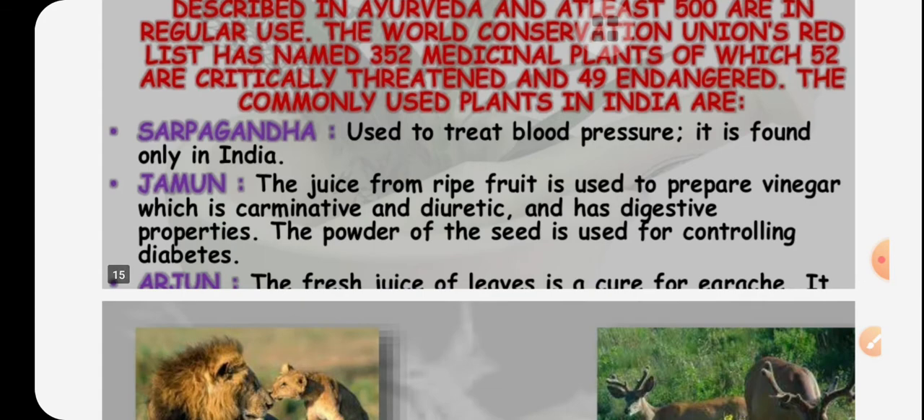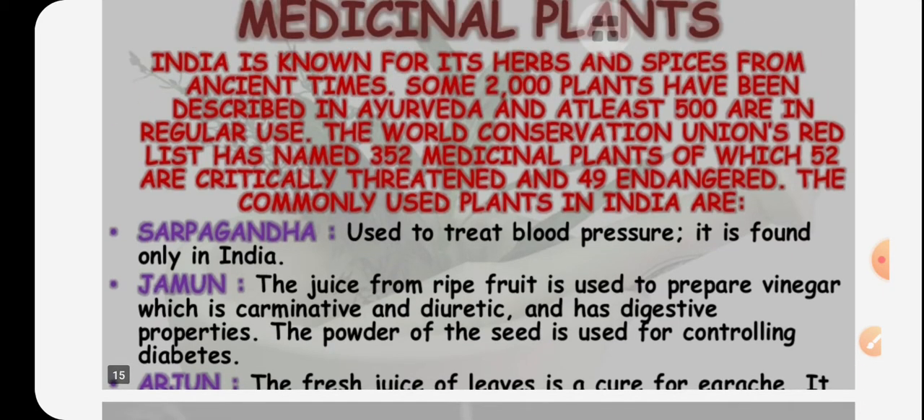Like when we talk about tulsi, neem, these are plants which we use in our daily life, and they are very important for the cure of some regular diseases faced by human beings. So we know that India is known for its herbs and spices from ancient times. Because of that we survive, and some 2000 plants have been described in Ayurveda, and at least 500 are in regular use.